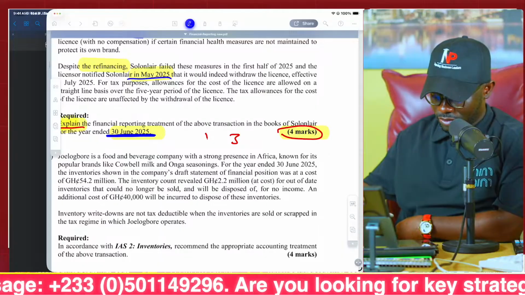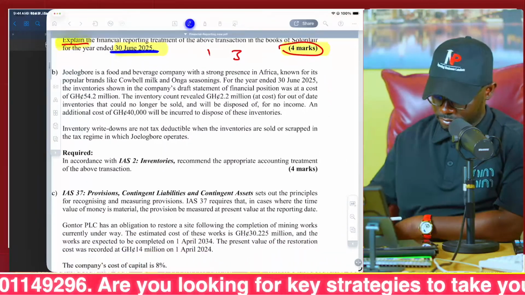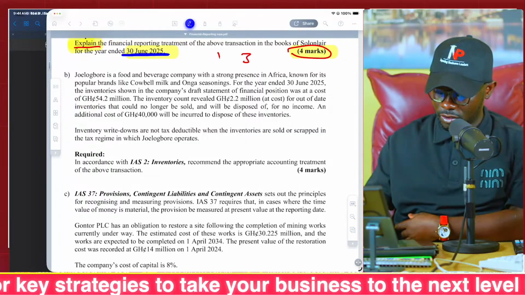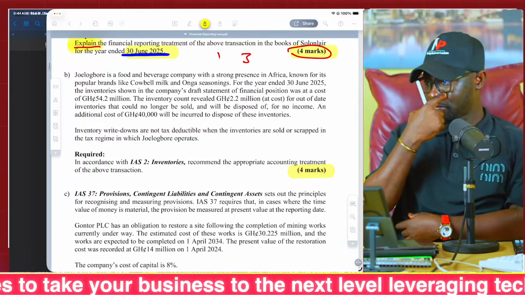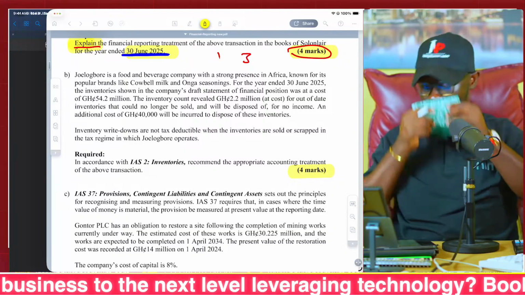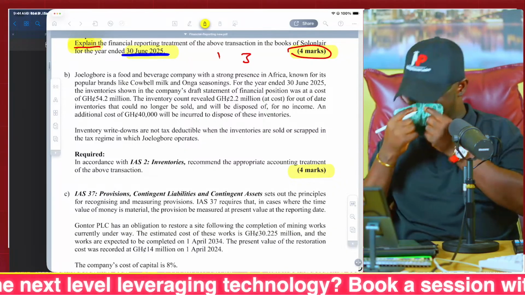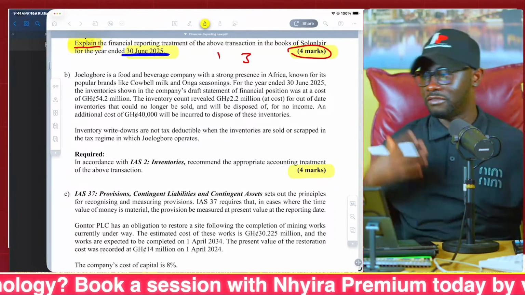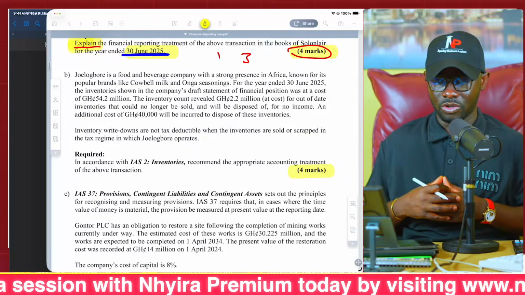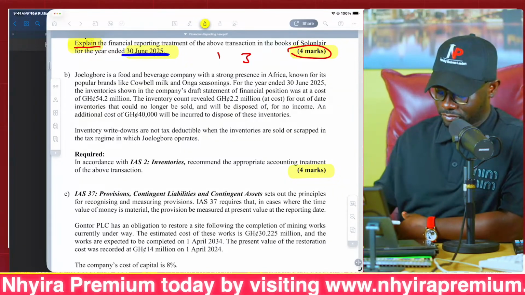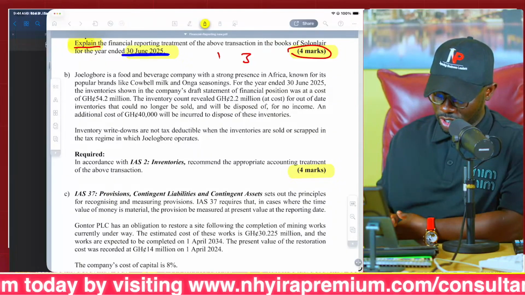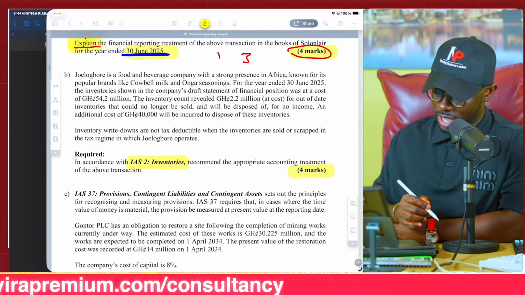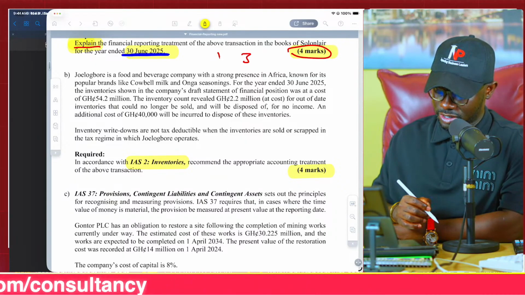Let's look at the second one, B. Let's look at the B aspect of the question. B says, also for 4 marks, all right? Remember, this is a 20 marks area, as always. So sometimes the examiner would like to have 4 times 5. So there are 5 key areas that the examiner will want to pick students' brain on. Required: in accordance with IAS 2 Inventories, recommend the appropriate accounting treatment of the above transaction.